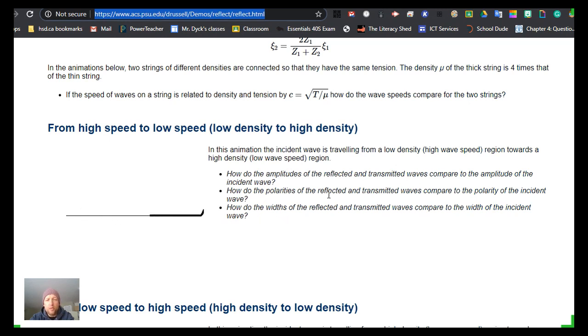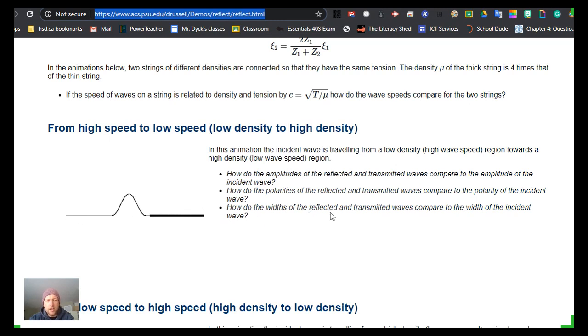How do the polarities of the reflected and transmitted waves compare to the polarity of the incident wave? And I believe by polarity they mean, well, what's the direction that it's traveling here? Is it on the same side of the string? Like if we want to go north south, is it still on the northern side here, or is it now on the southern side here? And so when it's reflected and when it's transmitted, what's going on here? So we notice that the reflected wave is inverted while the transmitted wave maintains, if we want to use that terminology, the same polarity.